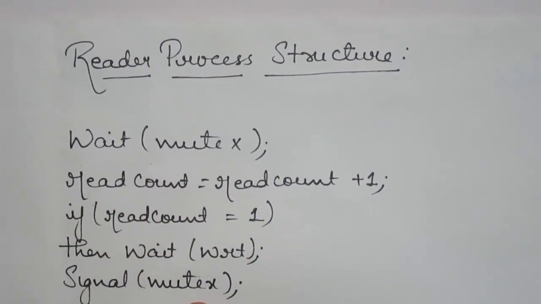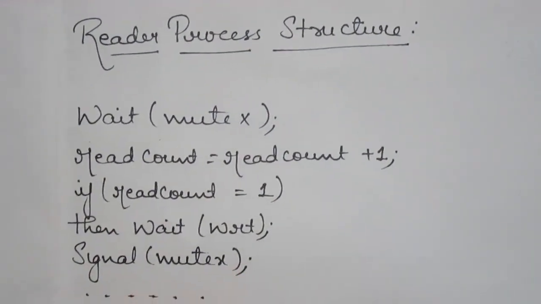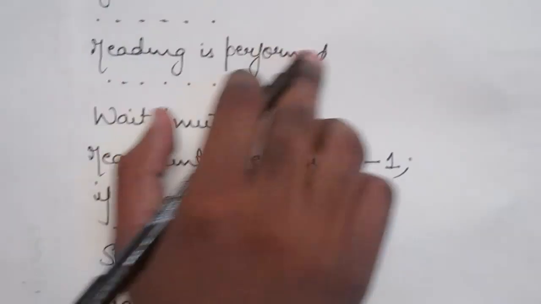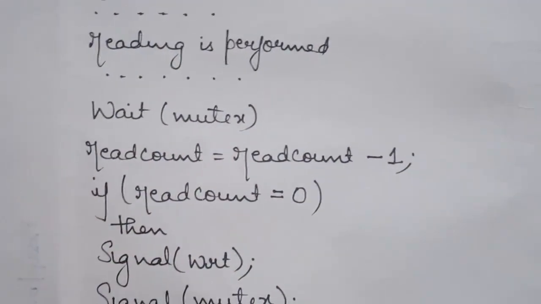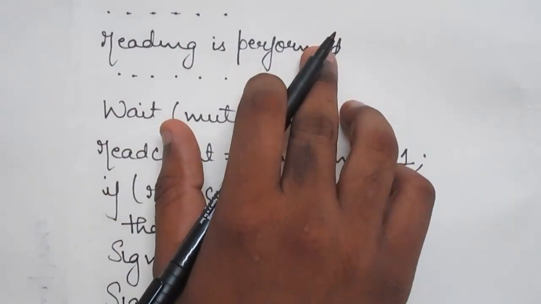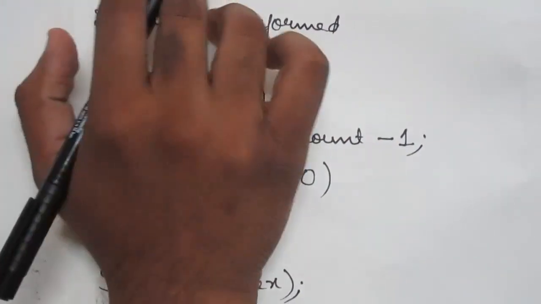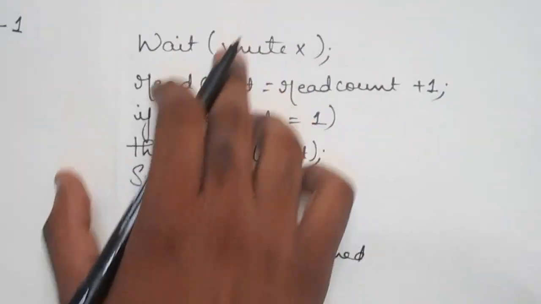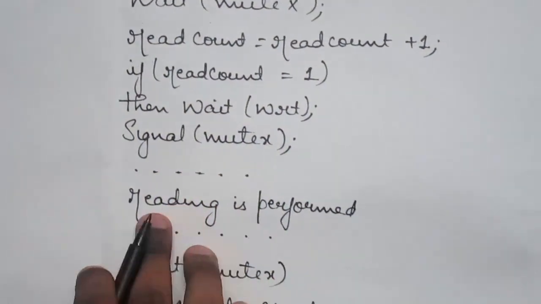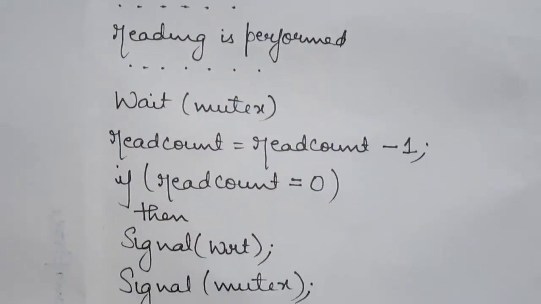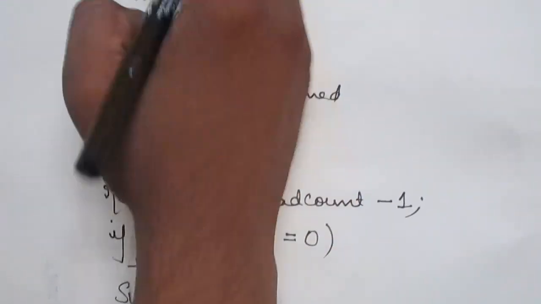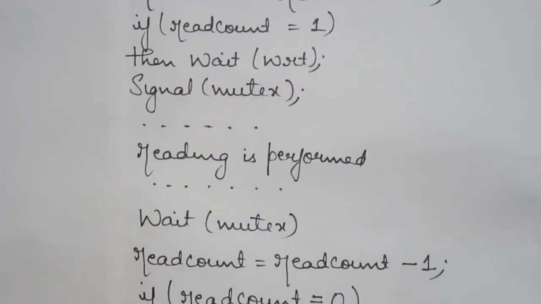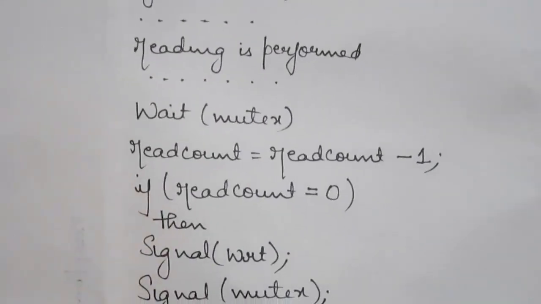Now the reader 1 process, after performing the signal mutex operation, will come here, and from this point onwards it will start reading the shared file. When reader 1 is reading the shared file, since the signal mutex operation has already been performed, the other reader processes can come here and can also read the shared file. So reader 1 will come, reader 2 will come, reader 3 will come, reader 4 will come. Like that, the readers will come and read the shared file.